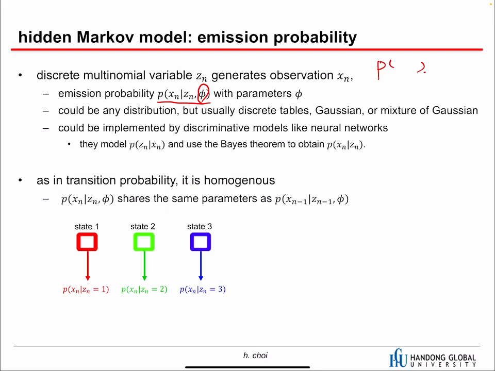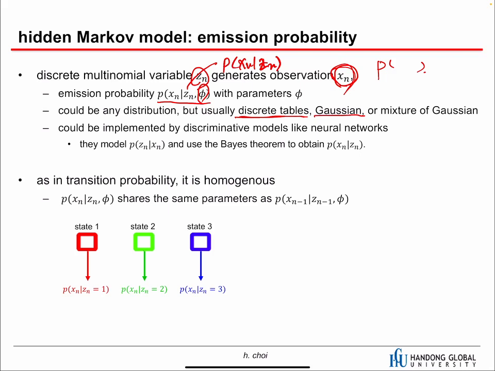If the equation is not confusing, then we don't put the parameter in there, because it's obvious sometimes. So sometimes we don't have the parameters, sometimes we have parameters. This is exactly the same as P of xn given Zn. This could be any distribution, but usually we can have discrete tables when the observation is discrete. So from this discrete variable to the discrete observations, we can have discrete tables to have all the probabilities.